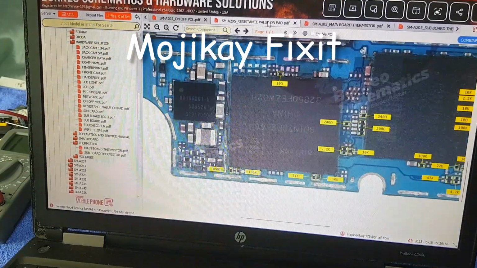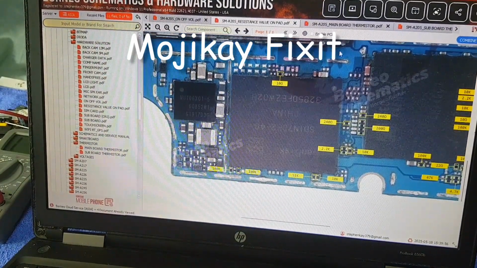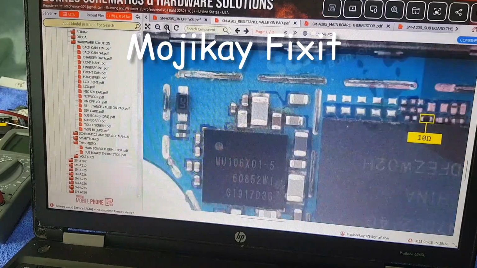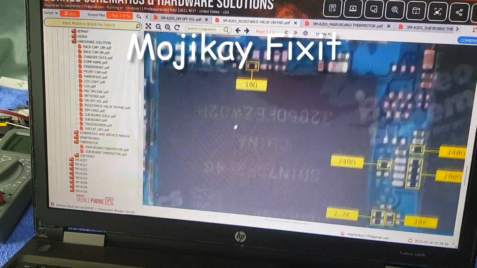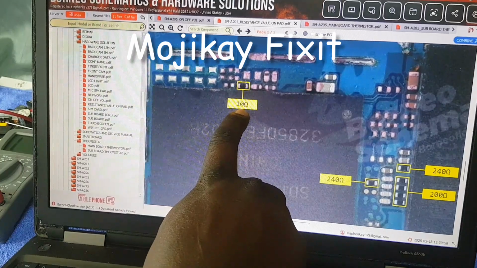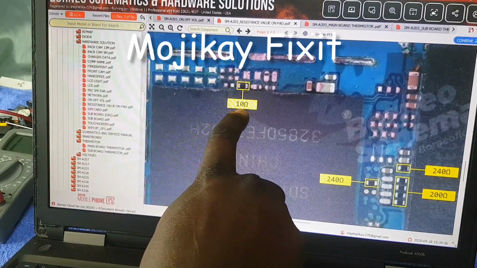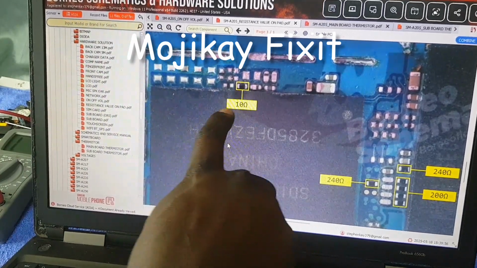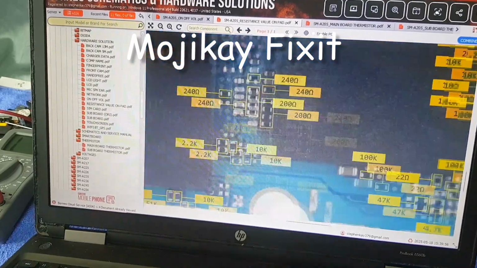Now let's go to the resistance value on the pad. This resistor here is supposed to give you 10 ohms. If it's giving you a lesser value, or it's not giving you any value at all, that means this resistor is bad. You have to change it.